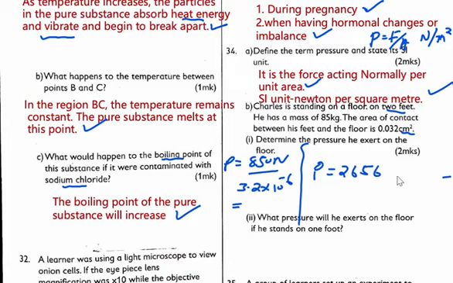265625, and then 3 zeros, Newton per square meter, or you can say Pascal. So another unit is Pascal or Newton per square meter. So you can say Pa, Pascals. So that is the pressure. That is the pressure exerted on the floor.